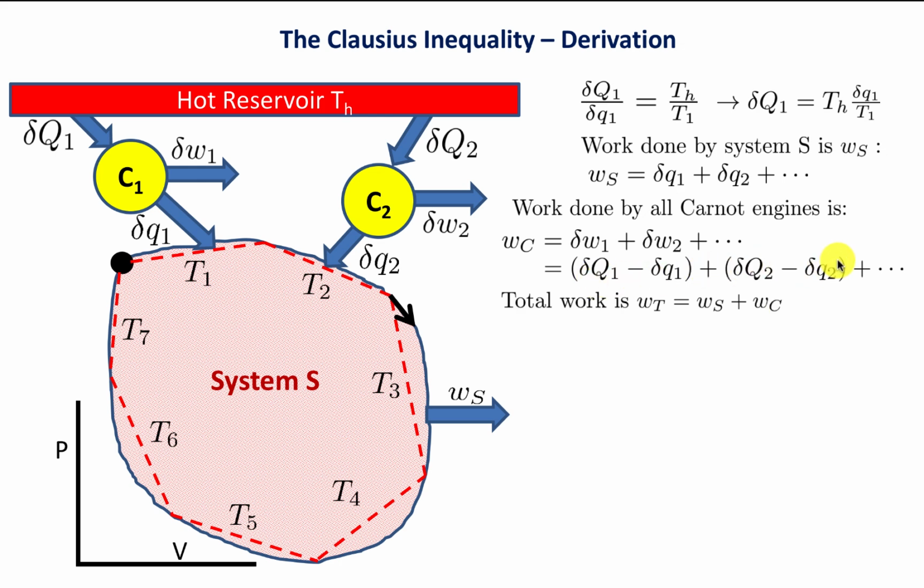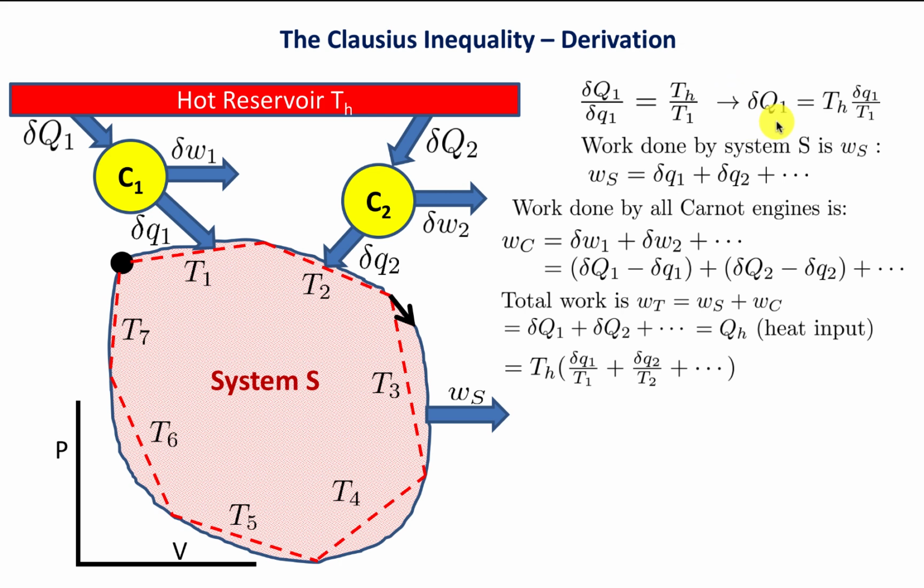So add this to this. But you see, delta Q1 comes here with a positive sign, here with a negative sign, and so the total work done is simply the sum of these, delta Q1 plus delta Q2, etc. This is, of course, the total heat that is provided by the hot reservoir. We already have an expression for delta Q1, delta Q2, etc. So let's put that in over here.